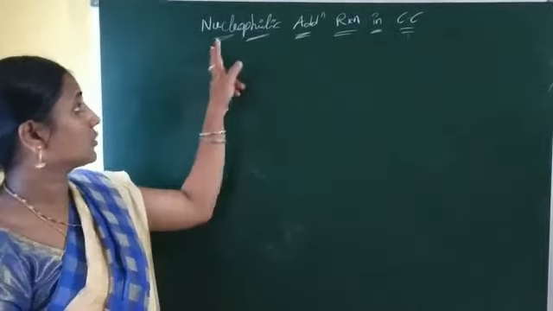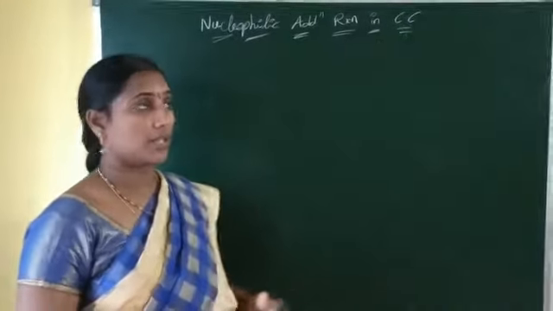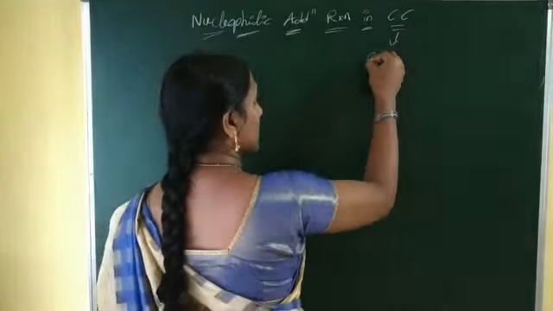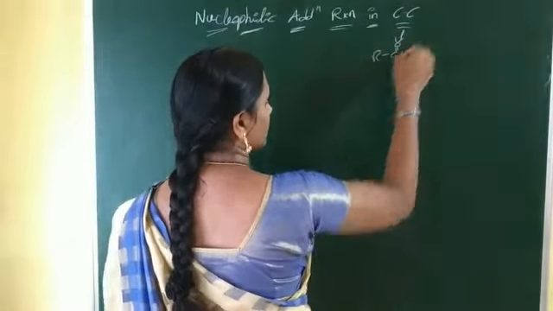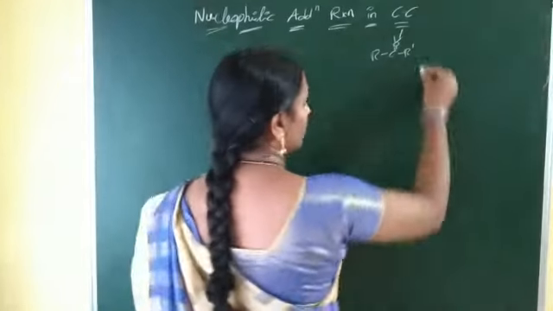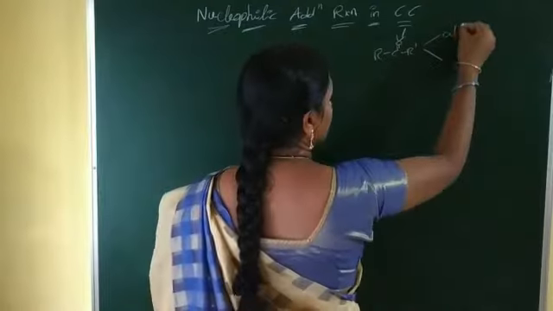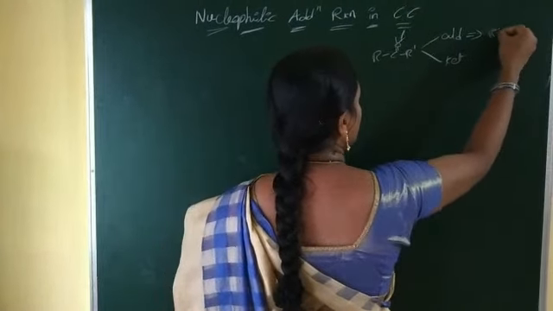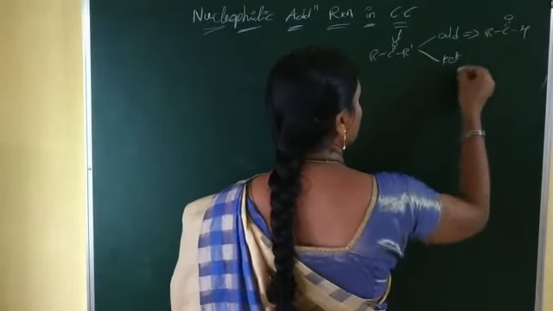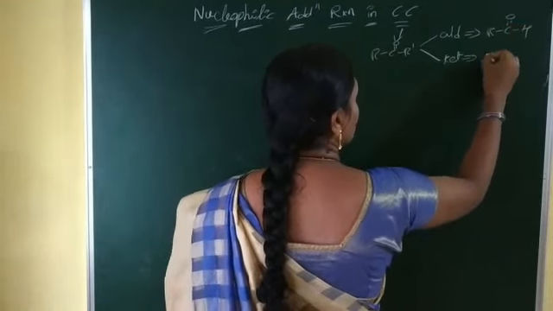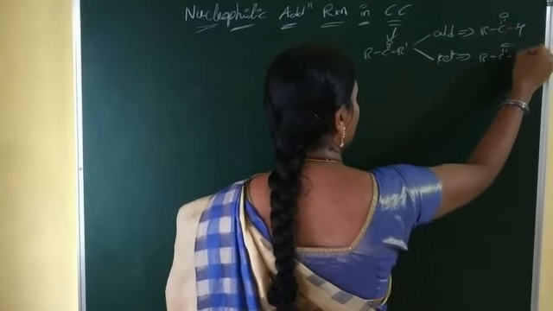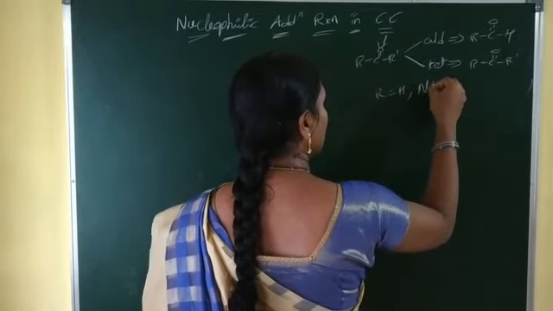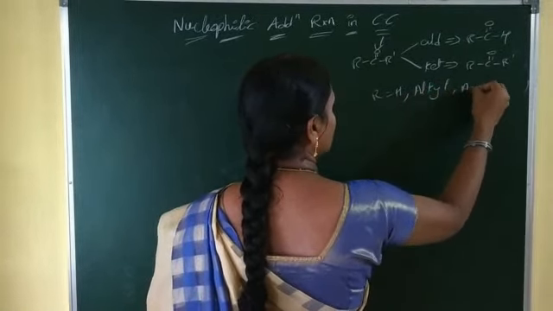Today we will discuss nucleophilic addition reactions in carbonyl compounds. You know what a carbonyl compound is? The functional group of a carbonyl compound is R, C double bond O, R dash. A carbonyl compound is nothing but the combination of aldehydes and ketones. The aldehyde functional group is R, C double bond O, H, and the ketone functional group is R, C double bond O, R dash, where R is hydrogen or any alkyl or aryl group.